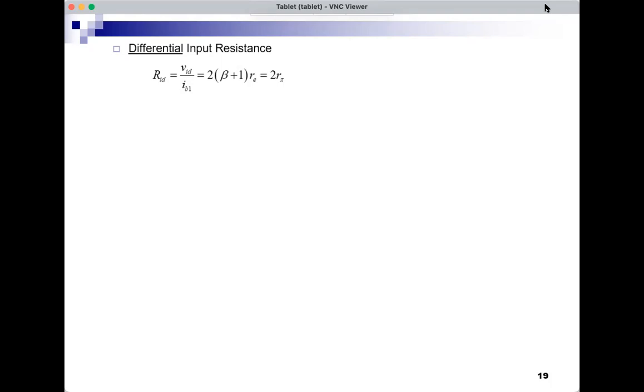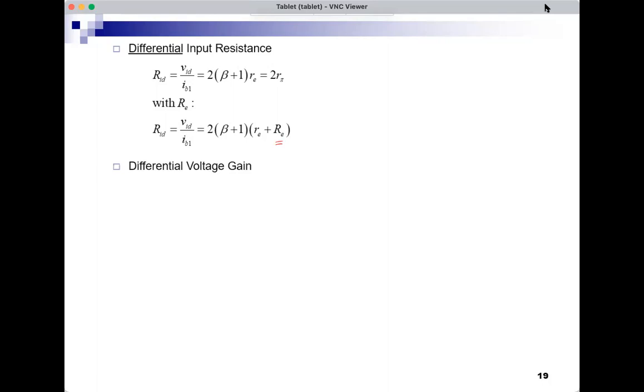So 2 R pi. Not surprising if you consider that the inputs are applied at the two bases, and between the base and signal ground, there is an R pi. The two emitters are at the virtual ground. If I have the RE resistor inserted between the emitter and the common node, which will be at signal ground, then the input resistance for this case, when the input voltage is differential, so that's the differential input resistance, would be 2 into beta plus 1 times small RE plus RE. And we see how RE increases the input resistance.